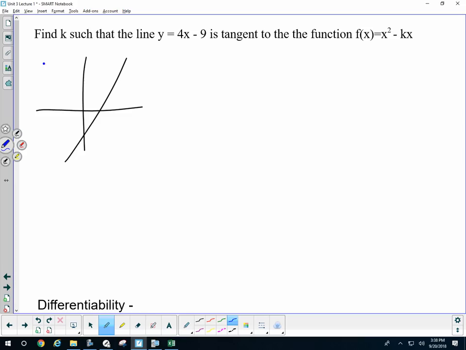But can I shift a parabola so that I have multiple values for k, so that I have multiple different parabolas that end up tangent to this line? Okay? We feel me so far? Okay.